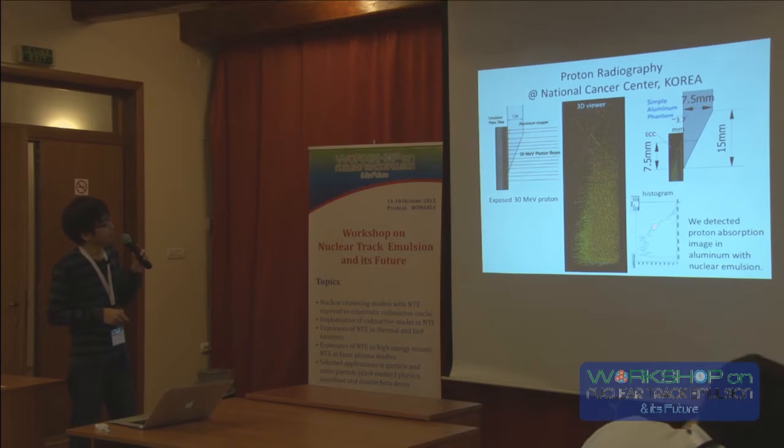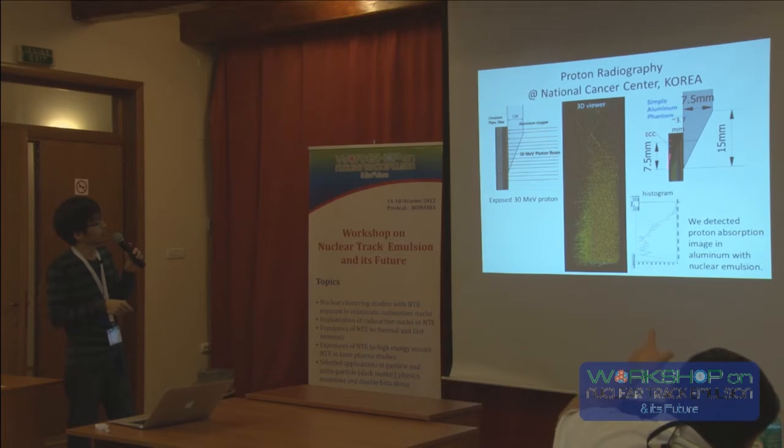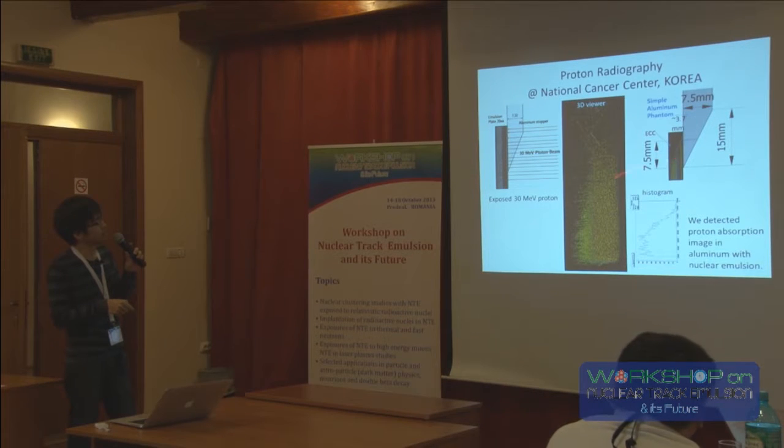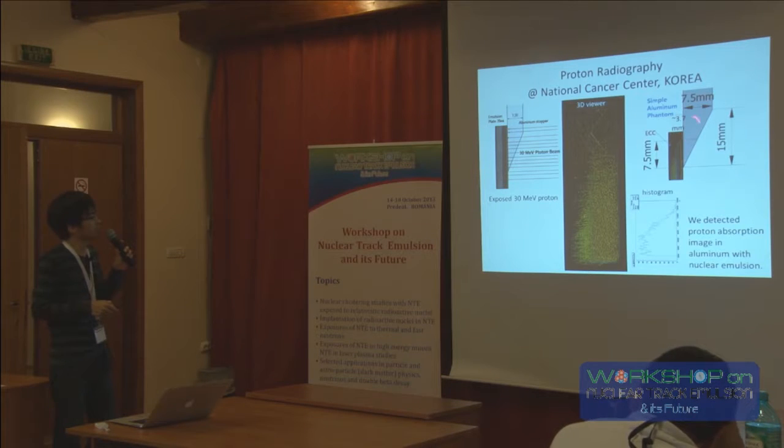And this is a cross-sectional histogram of the track length. And this is the same picture. So we have detected the proton absorption image in aluminum with nuclear emulsion.